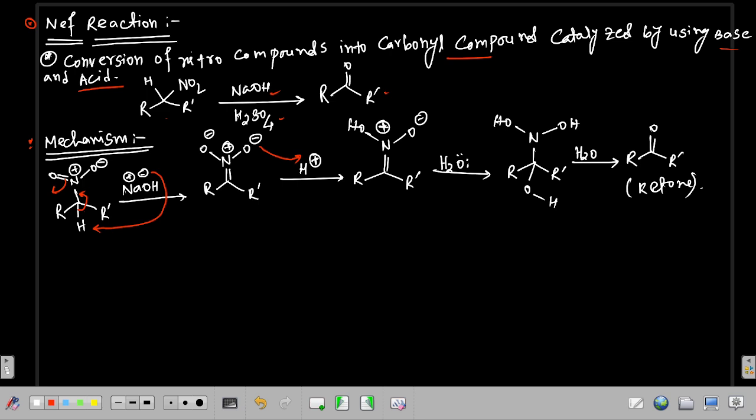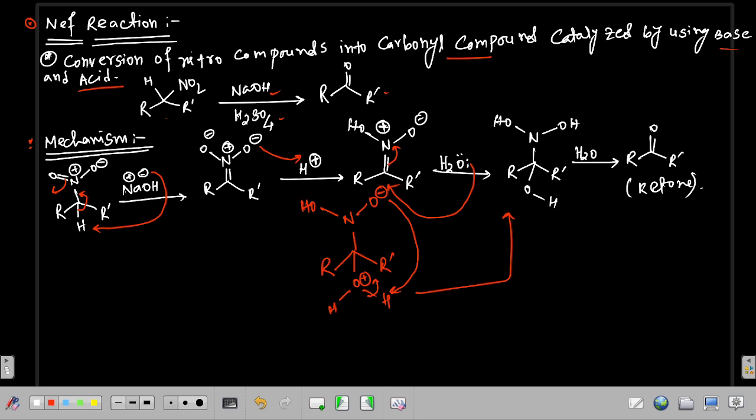After this, we have H2O. So H2O will attack this carbon, and this bond will shift, and it will form OH. So it will form like R dash. Here it will be OH2 plus, and O minus. Now in the next step, it will abstract this proton, and this bond will break, and it leads to the formation of this intermediate.